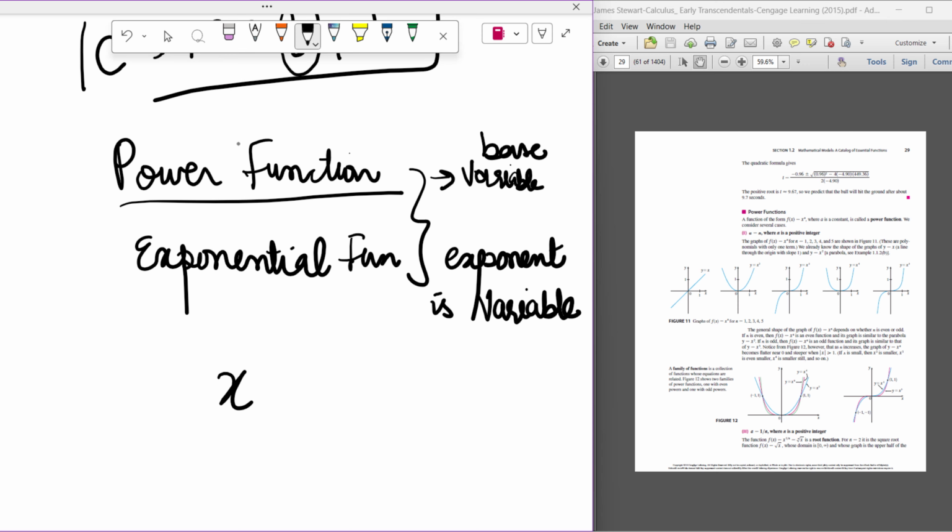Let's say if I write x squared and I write 2 power x, then x squared is the power function, while 2 power x is the exponential function. In the power function, the base is a variable, while in the exponential function, the base is a constant. In the power function, the exponent is constant, while the exponent is variable in the exponential case.